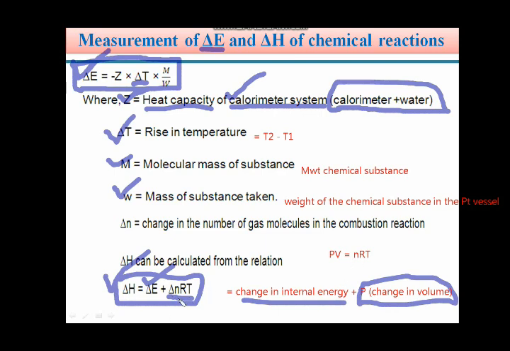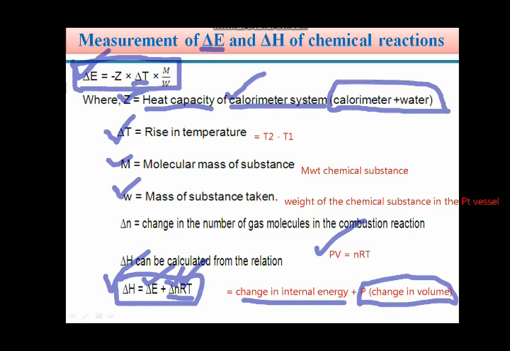How PV is converted into P delta V and how it is converted to delta nRT, we can see in another module video. Just remember here: delta H is equal to delta E plus delta nRT, and delta n comes from the change in the number of gas molecules in the combustion reaction. So by knowing the delta n value, the universal gas constant R, and the temperature, you can easily calculate delta H, the change in enthalpy.